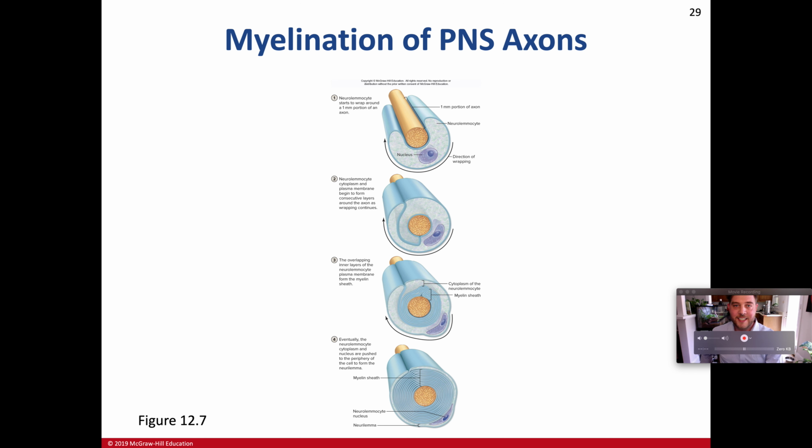And then this is what you end up with. In the PNS, you end up with this myelin sheath, an incomplete myelin sheath with these neurofibril nodes in between. In the central nervous system, it's a little bit different.